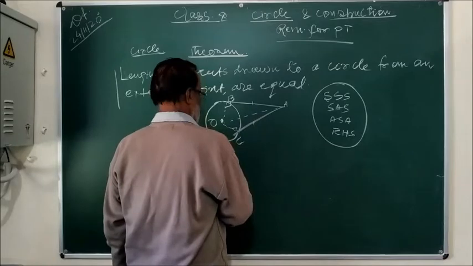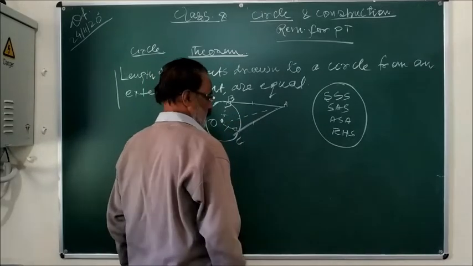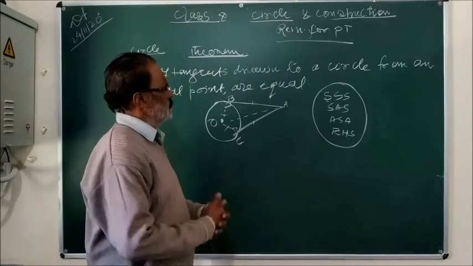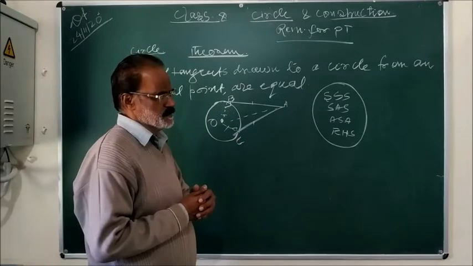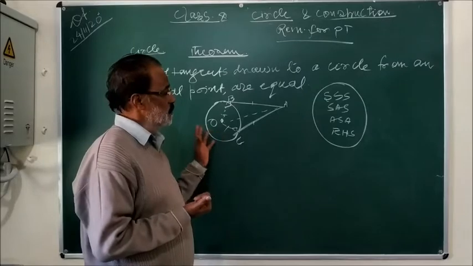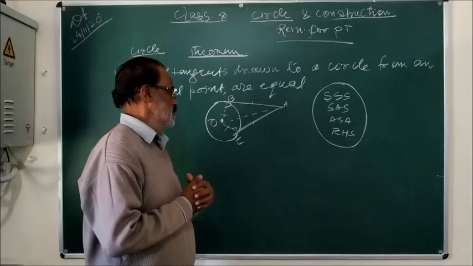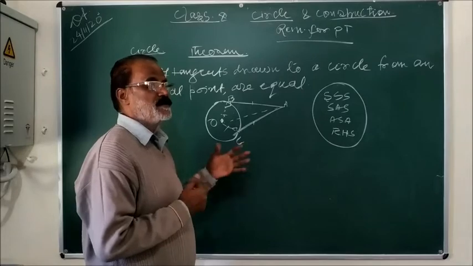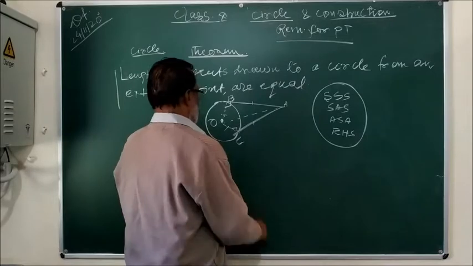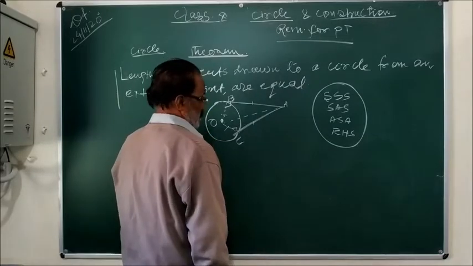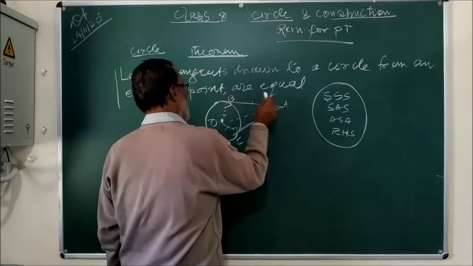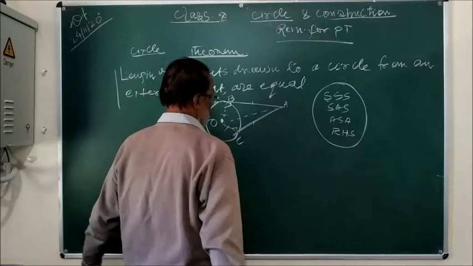So in these two triangles, OB is equal to OC. Reason. A statement and a reason you have to mention. If you write only the statement, you will not be awarded the marks because you are not mentioning the reason why they are equal, why they are not equal, why this is greater like this. OB is equal to OC, the radii of a circle are equal. This is the reason. And this angle ABO and ACO, 90 degree.